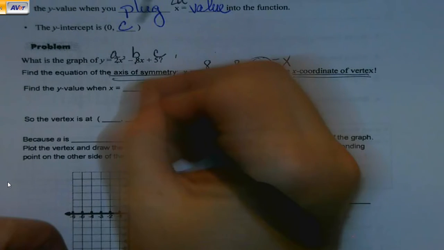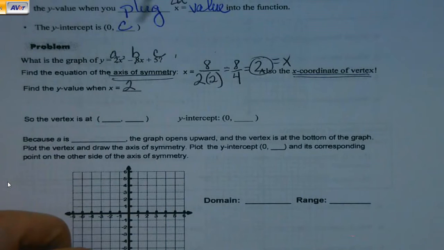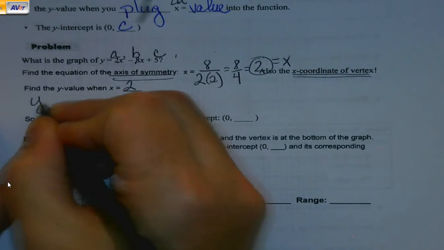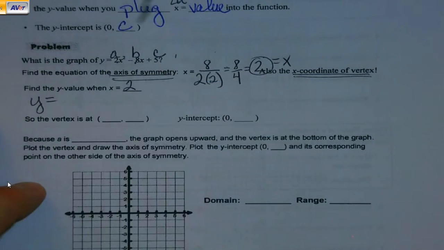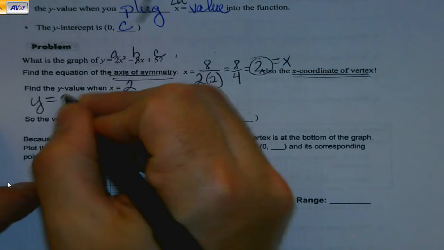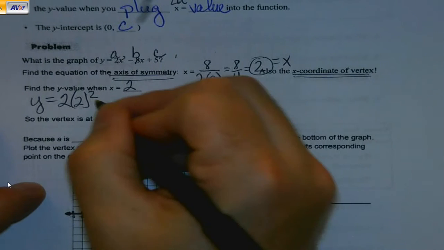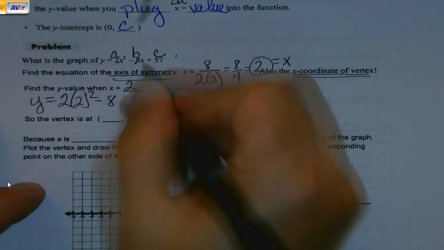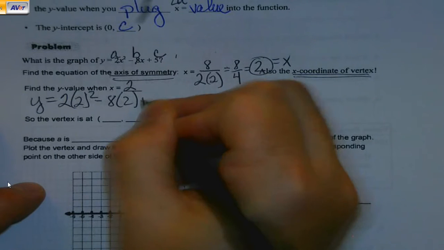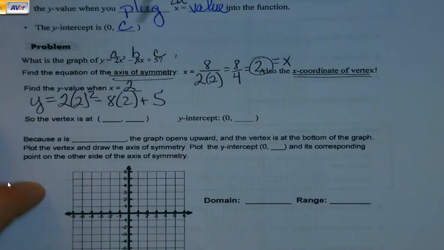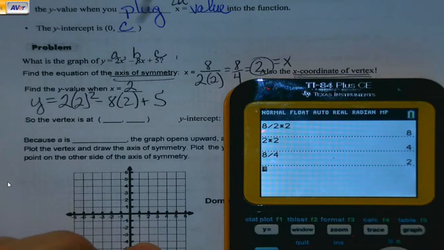So what we're going to do, now that we know the x value is 2, we're going to take our equation here, and everywhere you see an x, we're going to replace it with a 2. So 2 times 2 squared minus 8 times 2 plus 5. Now, I have no issue if you want to plug that into the calculator. Okay, I'm not going to yell at you.